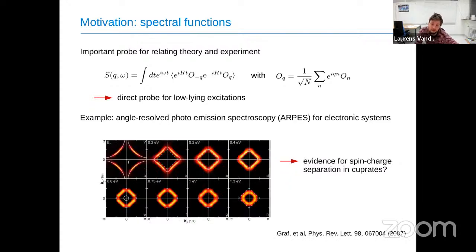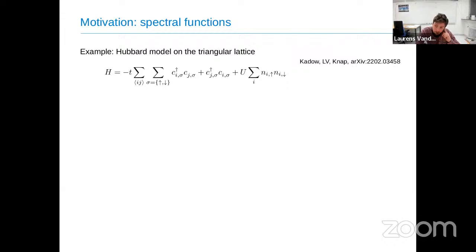Another example, of course, is ARPES for electronic systems, where indeed you see whole spectral functions. And for example, in this experimental paper, they saw some, maybe some evidence of spin-charge separation in the cuprates. And again, in ARPES you measure basically the whole spectral function. So this is what we would like to achieve: to be able to compute these quantities from just the microscopic Hamiltonian.